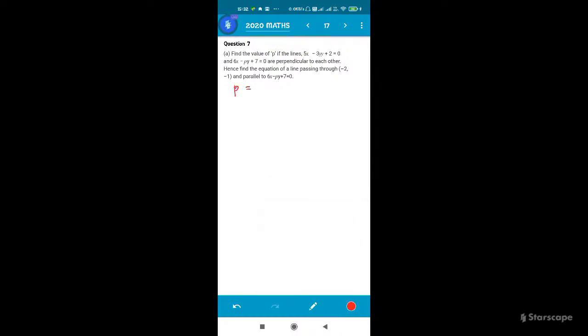So we got the value of p as minus 10. So this equation becomes 6x plus 10y plus 7 equals 0. I have put the value of p in this equation and we are getting this particular thing. Now let us find the slope of this equation, because the equation of the line which we want to find has the slope equal to this line. They are parallel to one another, which we have been told.